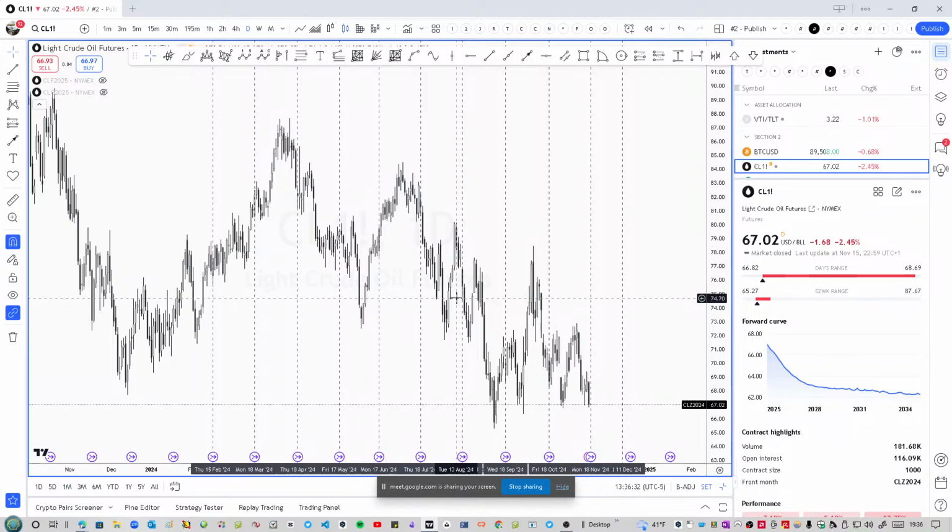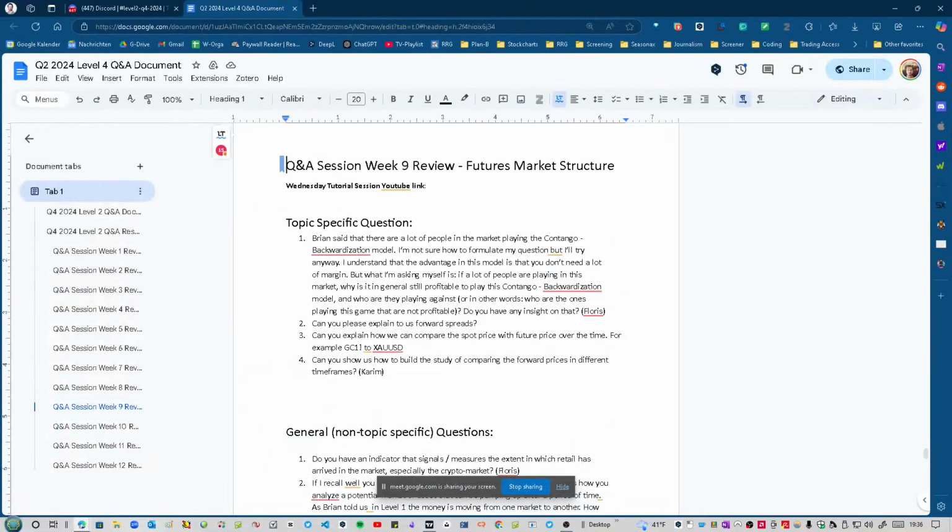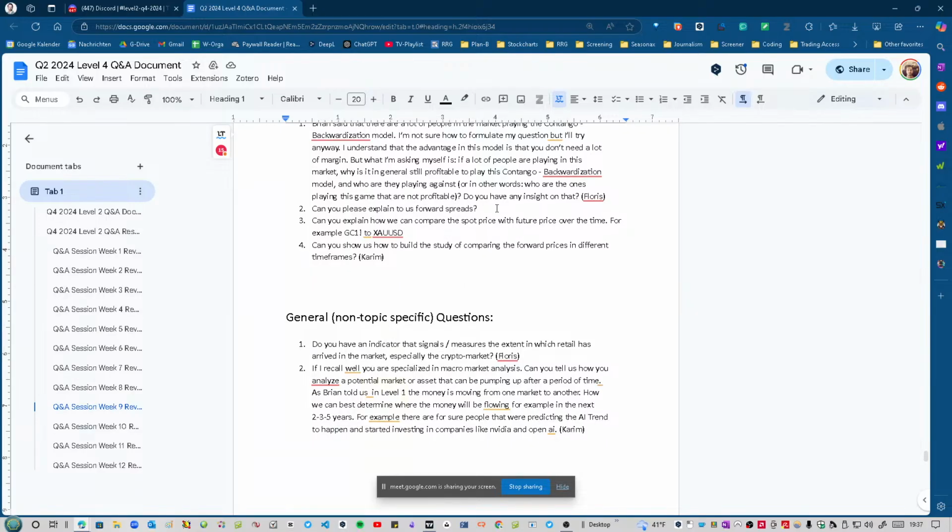Okay, yeah, so term structure and things like that. So let me quickly go into the Q&A document again, just to check if you have any questions. Okay. Yeah, so that was also a question here from the chat from Karim, and also a question here from Floris in the Q&A document. Can you please explain us forward spreads?